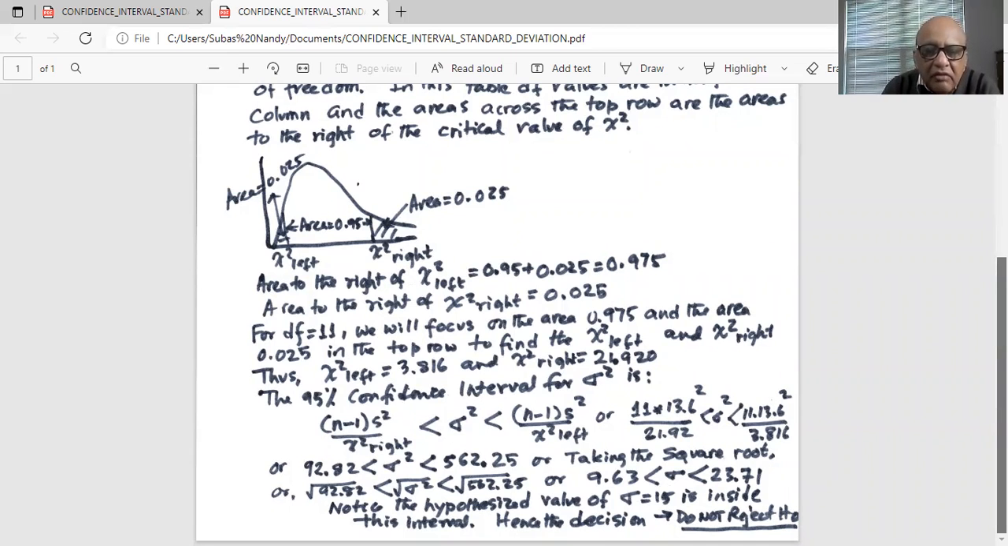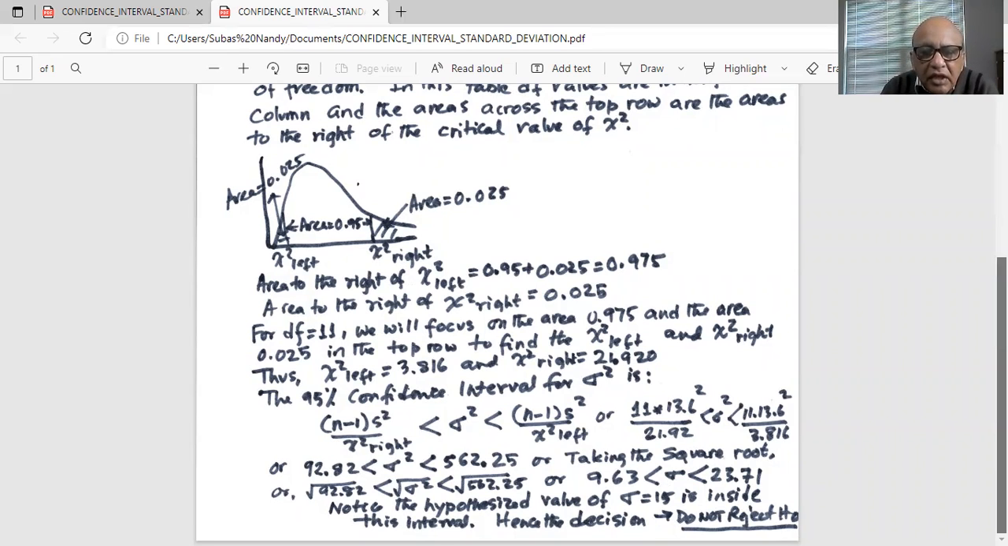Now we know the standard deviation is the square root of the variance. So we will take the square root of the lower boundary of the variance, and we'll take the square root of the upper boundary of the variance. In that case, we get the result: the lower boundary of the 95% confidence interval for the standard deviation is 9.63, and the upper boundary of the 95% confidence interval for the standard deviation is 23.71.